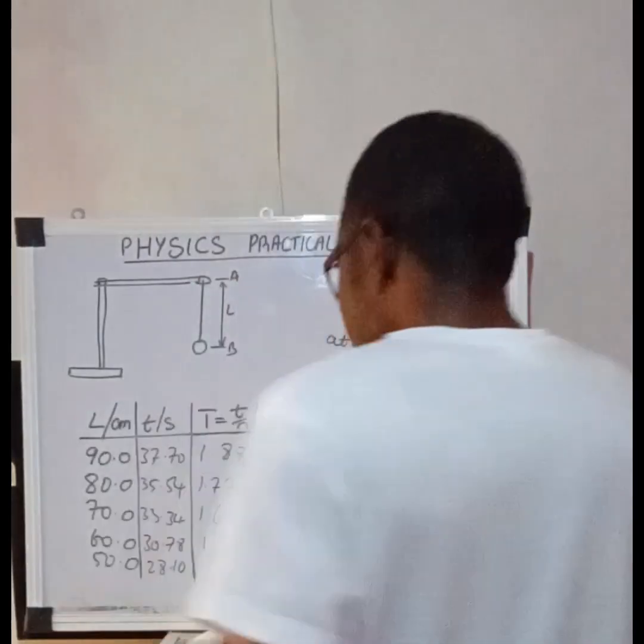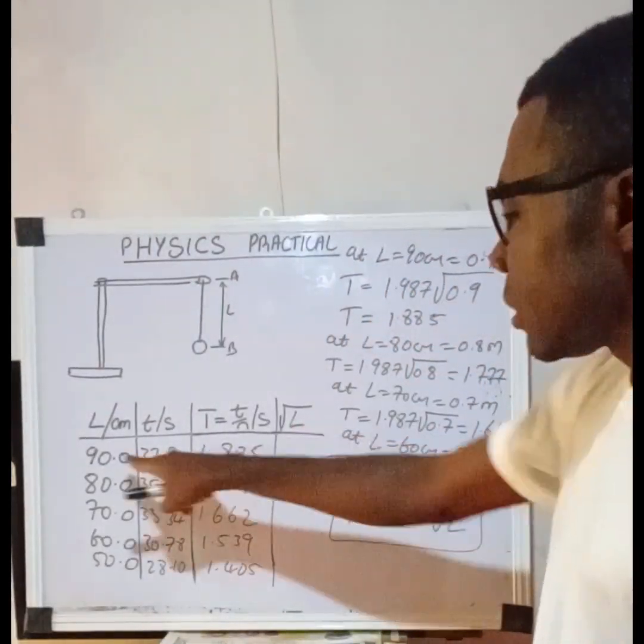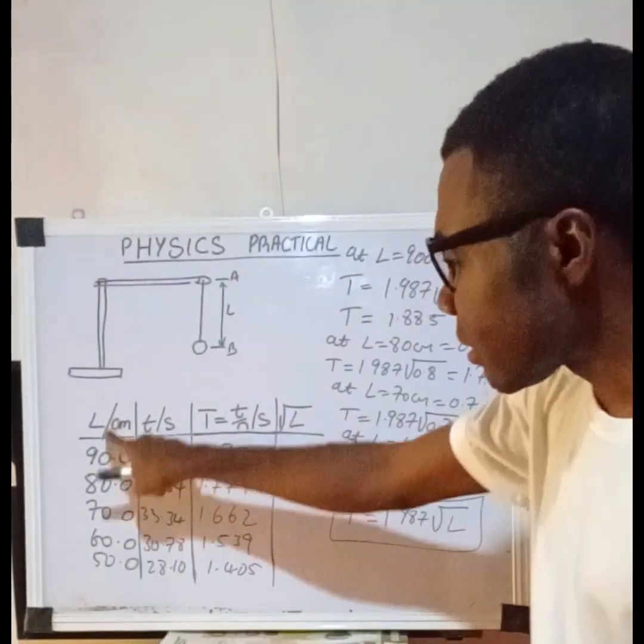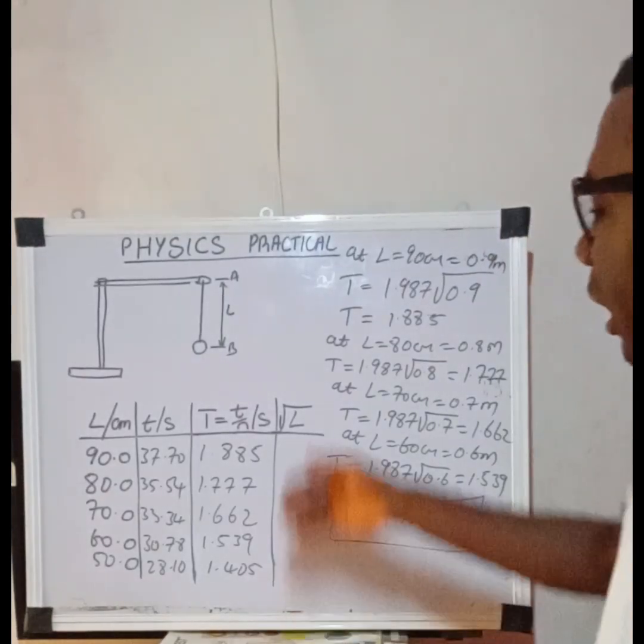This one is not what I'm going to do here. This one you can actually do. It is the square root of this, because it's root L and this is L, the square root of this. Okay, and you obtain this other one.